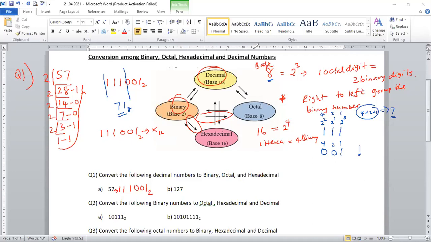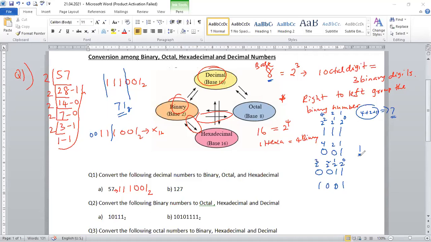Now what you will have to do? 4 by 4 you have to group from the right hand side. 1, 2, 3, 4. 1, 2, 3, 4. We are putting 2 zeros to the front, so it will not affect the number. So now here you are having the values 0, 0, 1, 1. And the next group is 1, 0, 0, 1. So you can see now 2 to the power 0, 2 to the power 1, 2 to the power 2, 2 to the power 3.